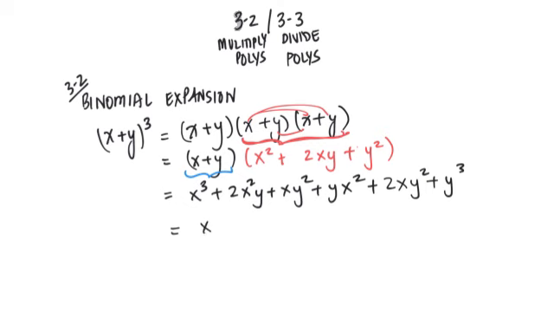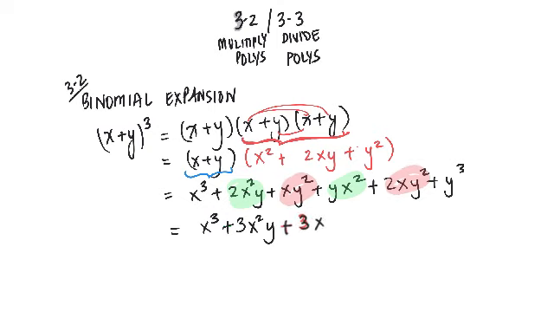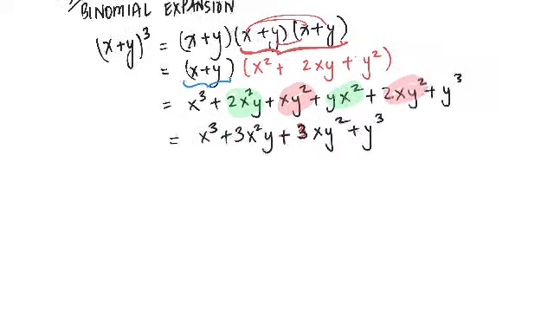And when you clean this up and put all the things that are like each other together, we're going to put this one, x squared y, and this one, yx squared, which is the same as x squared y. We're going to put those two together to make 3x squared y, and then we can put this one, xy squared, together with that one to make 3xy squared, and then y cubed. Okay, so that's our final answer, but it's kind of a pain to get there because of all those terms that we have to keep track of.